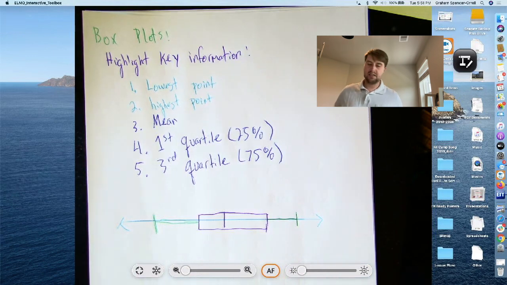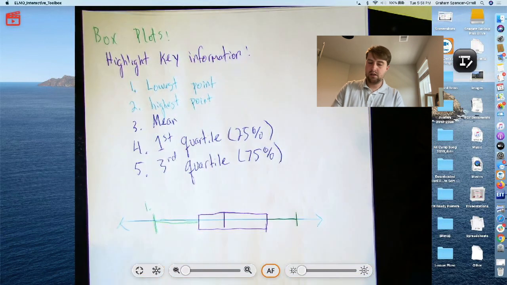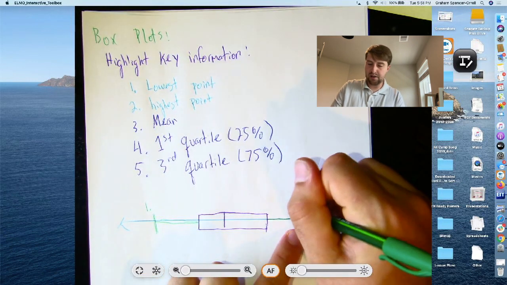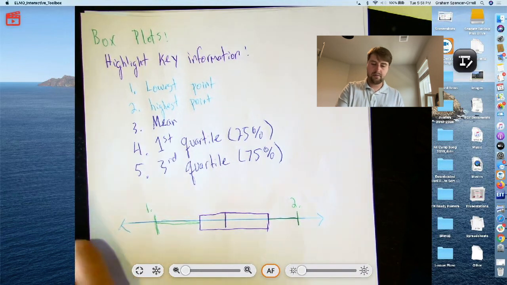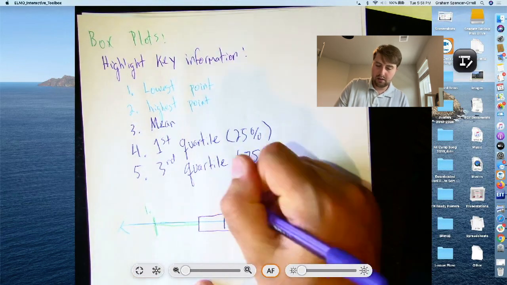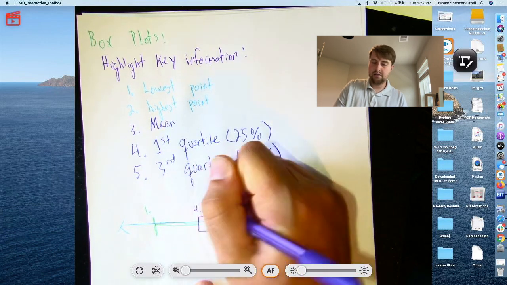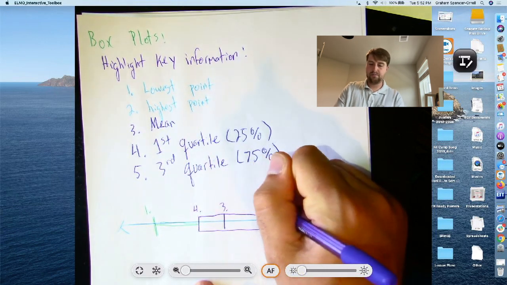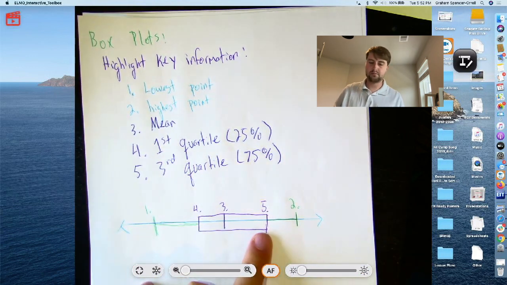So we're just going to label these different points. This one is one, your low number. This one over here is your high number. Then you have your mean, your first quartile, and your third quartile. So we'll match those numbers up here with what they are down here.